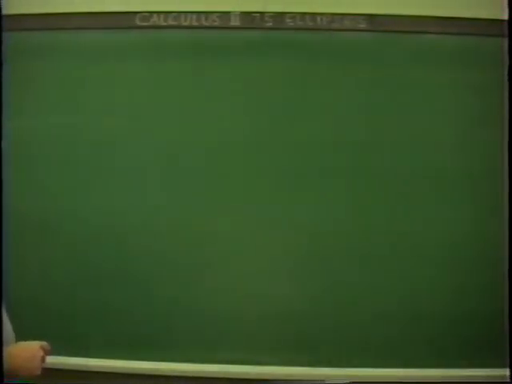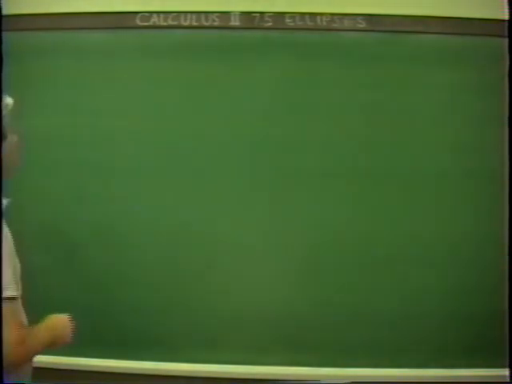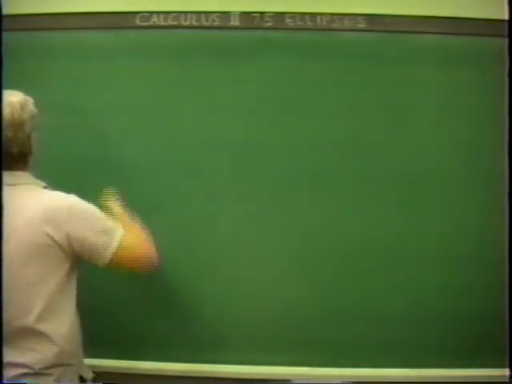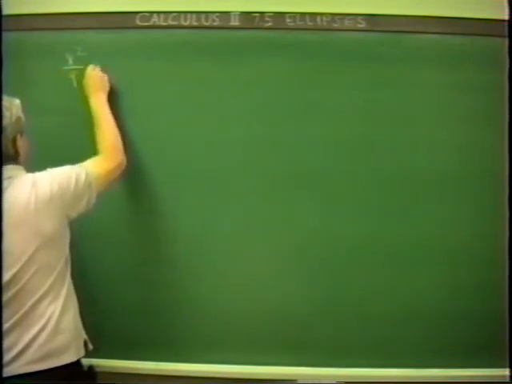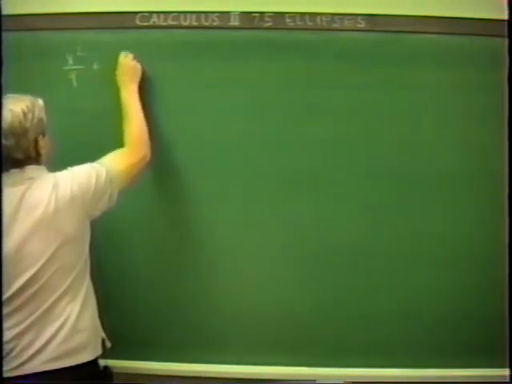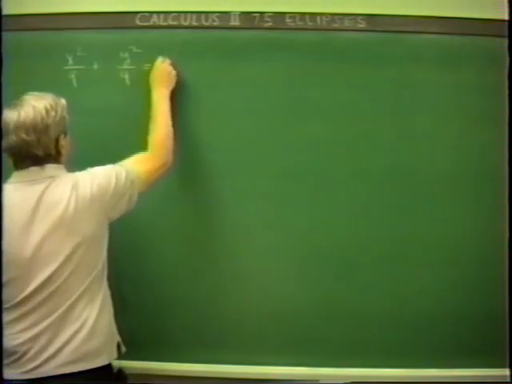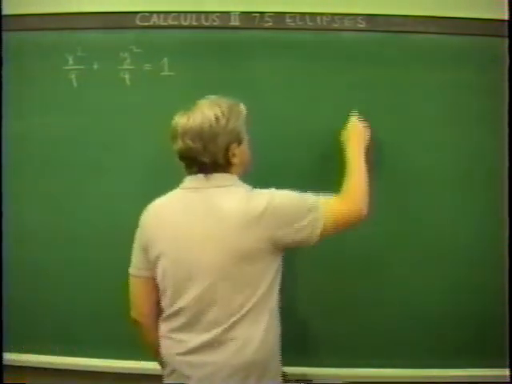Let's take a look at some ellipses which are centered at the origin and are not rotated about the axes. So that's, for example, x squared over 9 plus y squared over 4 equals 1.